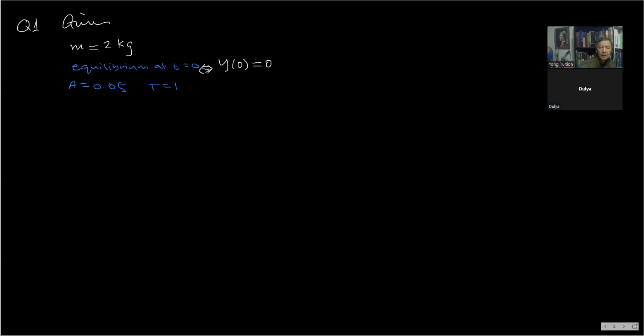Period is given, amplitude is given. Amplitude is a centimeter, millimeter, or any unit? The period is in seconds. This is meters. Okay, that's the international unit system. So what is after? It says determine the expression for the displacement.